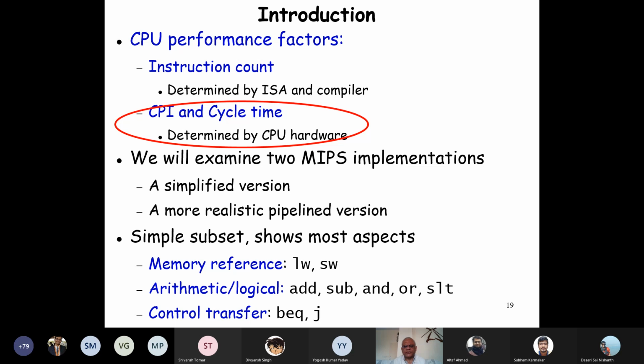Hardware implementation of the instructions we studied in the instruction set architecture. First, we look at the simplified or the basic implementation of these instructions in hardware. Then we look at the realistic pipeline version. We'll discuss the basic concepts in pipelining, because all processors now, starting from small embedded processors to large ones on servers, are all pipelined processors.